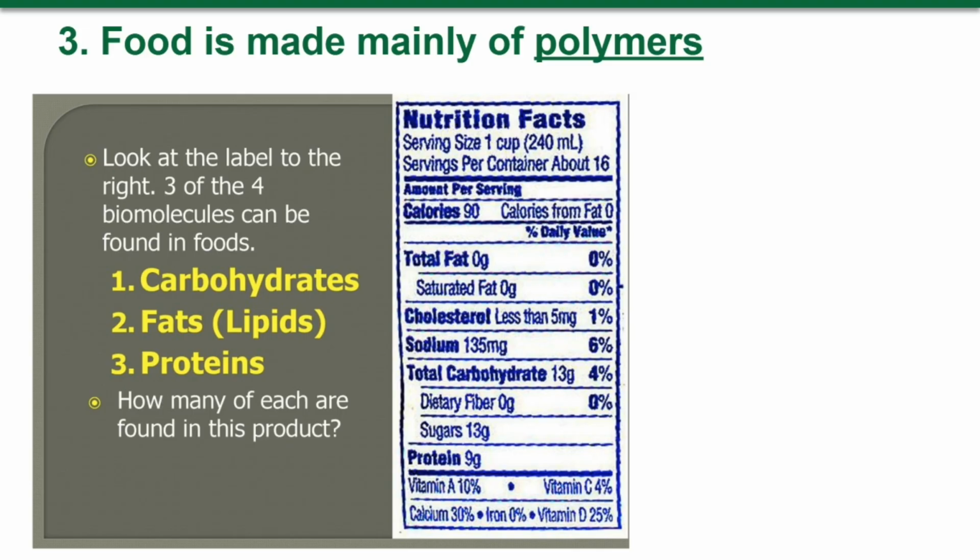So we look at the label on the right here for nutrition facts of a certain food, and 3 of the 4 biomolecules can be found on this nutrition facts. We see carbohydrates, we see fats or lipids, and we see proteins. So just take a moment right here to read this label and predict how many of each are found in this product.